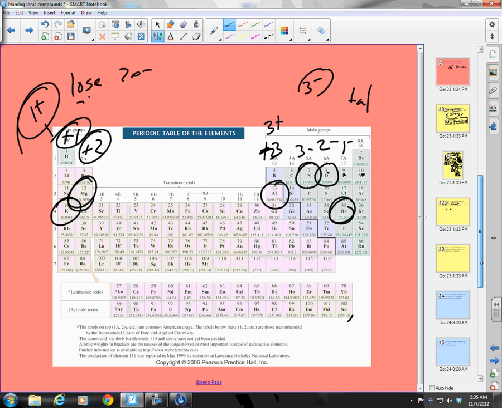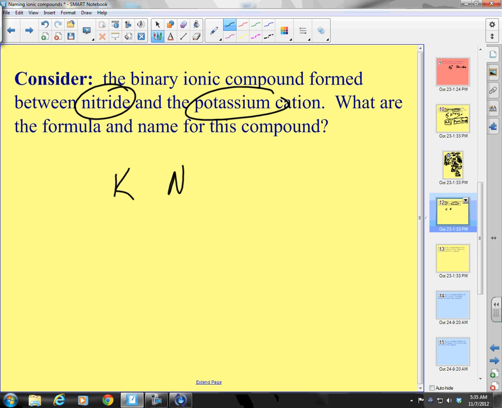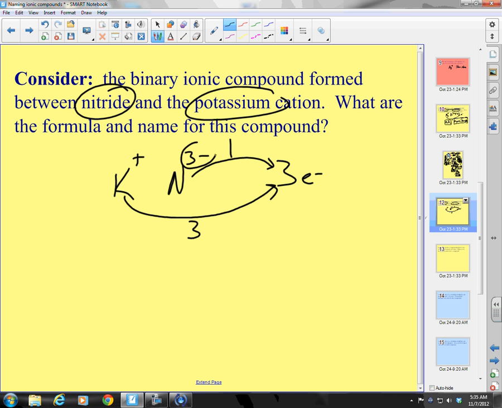So I have a 3 minus and a 1 plus. What's my least common multiple? 1 and 3. My least common multiple is 3. How many potassiums does it take for me to get to 3? 3. So that means I need 3 potassiums to give up 1 electron each so that I get 3 electrons here. How many nitrogens does it take to consume 3 electrons? 1, right? Good. So I have K3N.